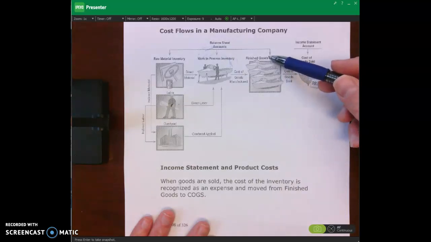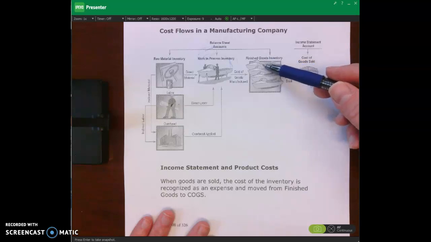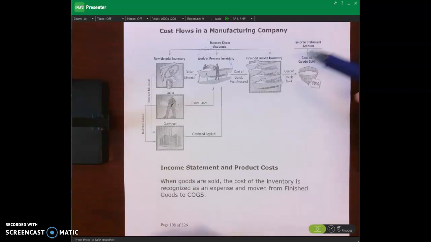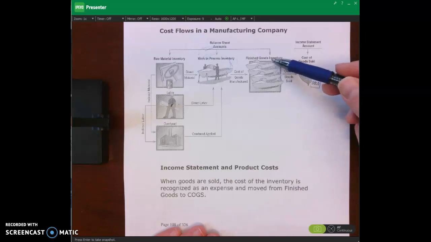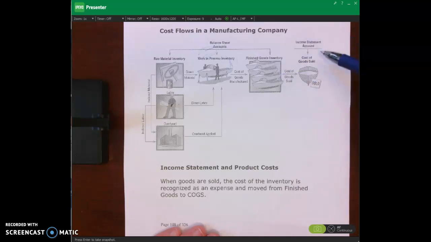That finished table sits in our warehouse or our storeroom, wherever we keep it, until we sell it. Once we sell it, we transfer it from finished goods to cost of goods sold. Cost of goods sold is an expense account on the income statement. So we transfer that table.